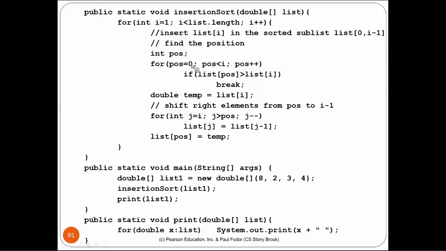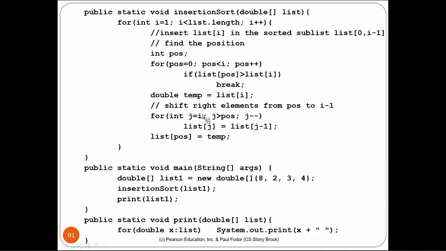First, we start with the position equal to 0. As long as the position is less than the index I, which basically is the highest index to where we consider that the array is sorted, if the element at index position is greater than the list of I, then we break. That basically means that we actually found the position where it should be inserted. Then we need to shift right the elements from that position, basically from position to I.